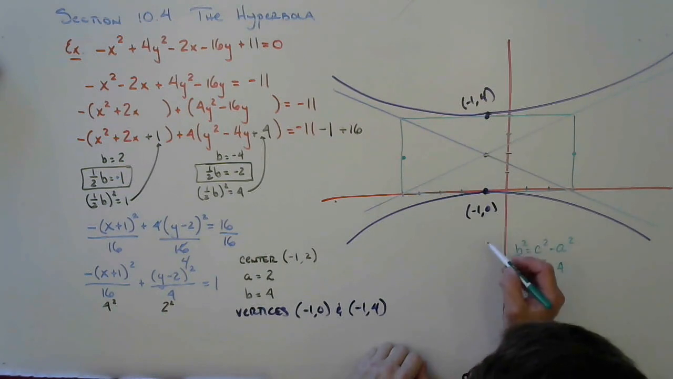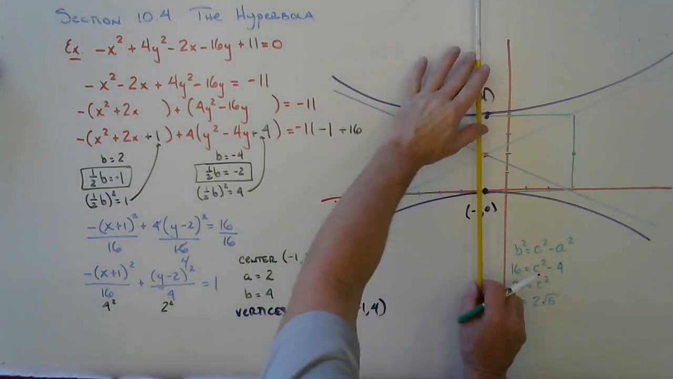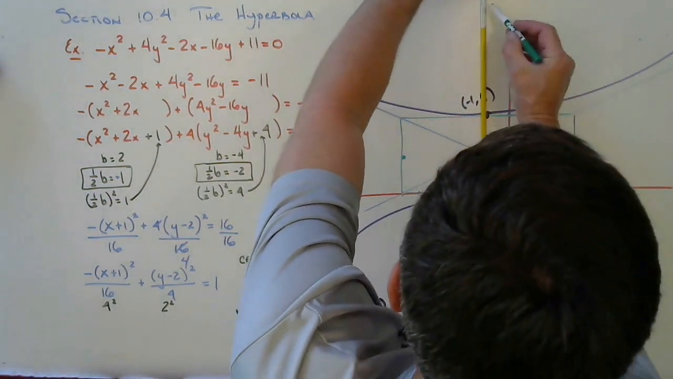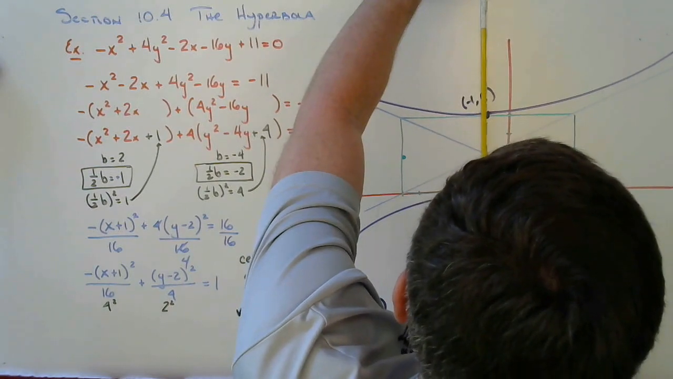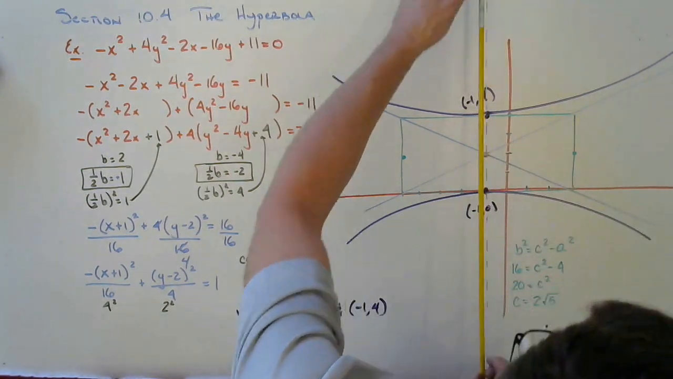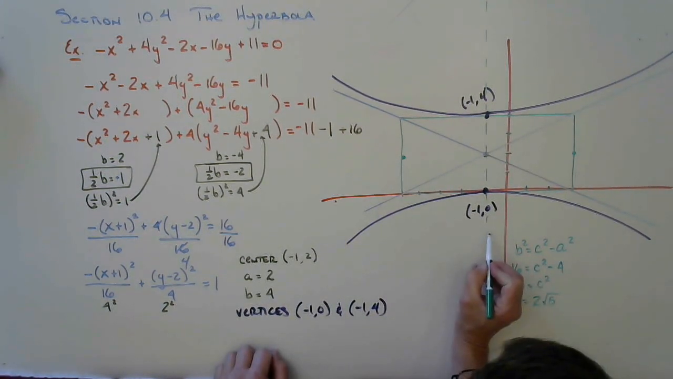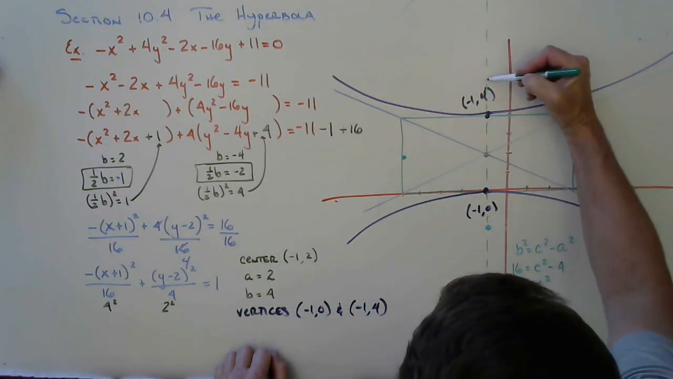One of our foci is right here, isn't it? Because remember, this line right here is our transverse axis. This is our transverse axis. It's the axis that goes right through the center and right through the vertices. Our foci live on the transverse axis. So we'll put one focus here. We'll put the other focus right here.